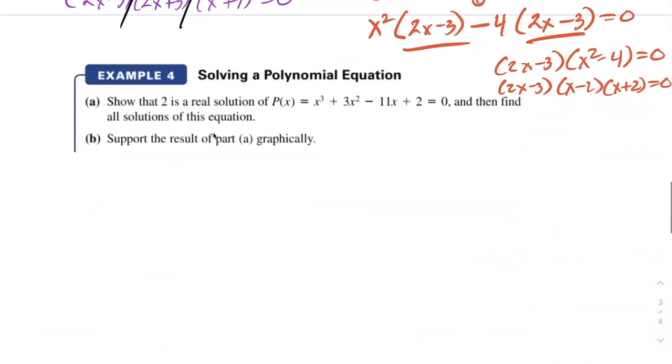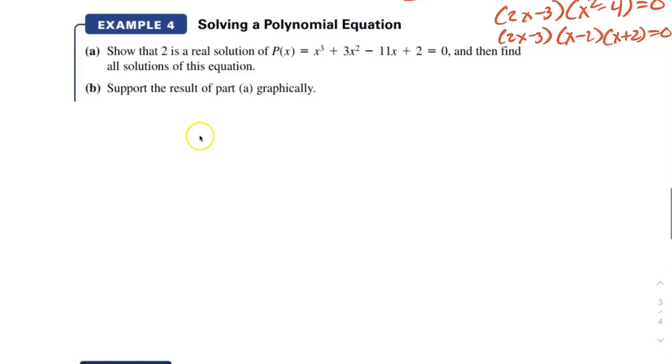Okay, let's see what's that. X to the fourth. Show that 2 is a real solution to this, and then find all solutions to the equation. So it's a little callback to the last lesson. They're telling us, hey, 2 is a real solution. I know what one answer is. So remember when they give you an answer, how to use that? We use synthetic division.